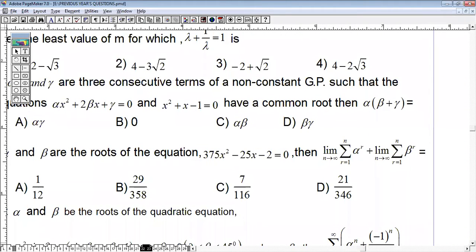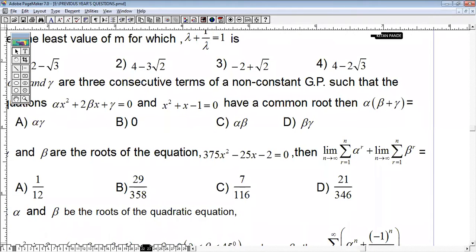Observe that alpha, beta are the roots of the equation 375x squared minus 25x minus 2 is equal to 0.